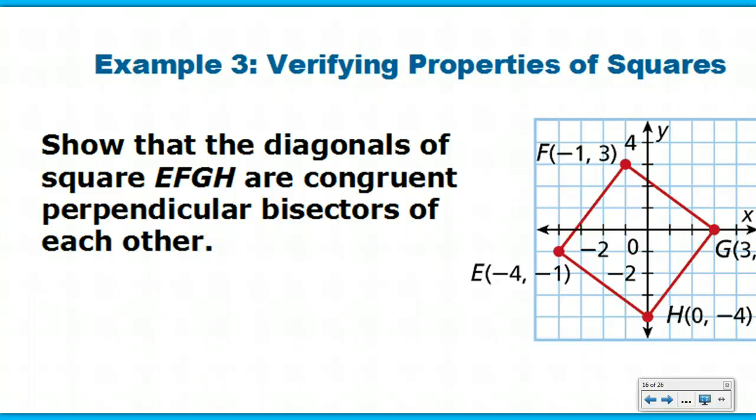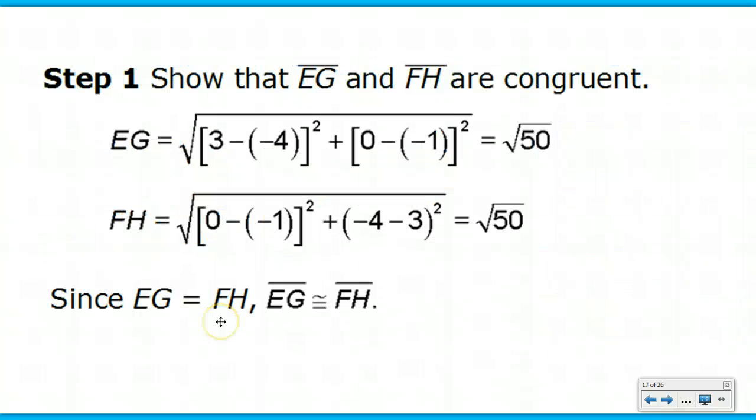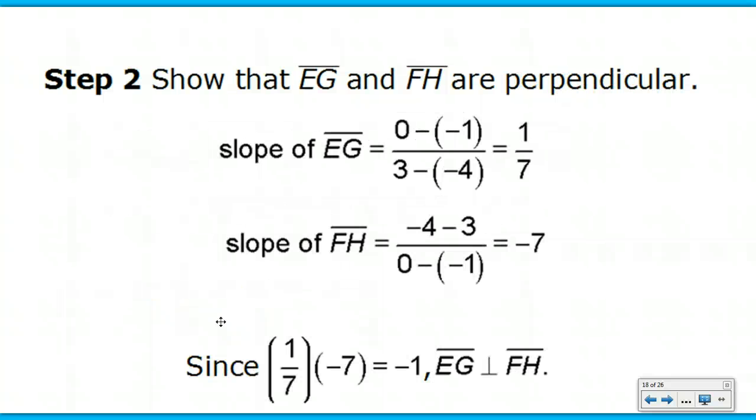Show that the diagonals of square EFGH are congruent perpendicular bisectors of each other. Okay, so we'll have to look at length to find congruent segments, right? And we might have to look at our slopes to find perpendicular bisectors, right? So we show that EG and FH are congruent using our distance formula, and lo and behold they are, right? And we can also show that EG and FH are perpendicular given that they have negative reciprocal slopes.